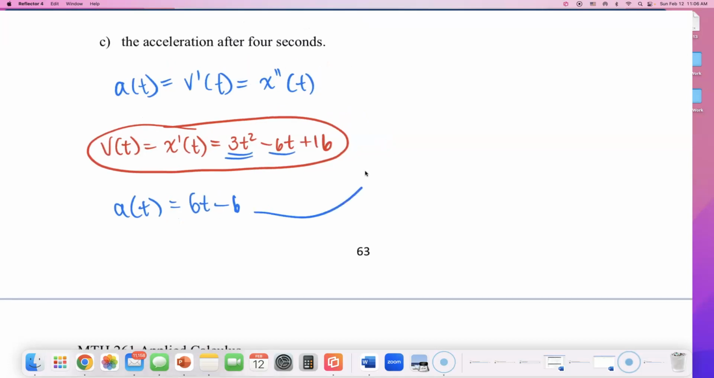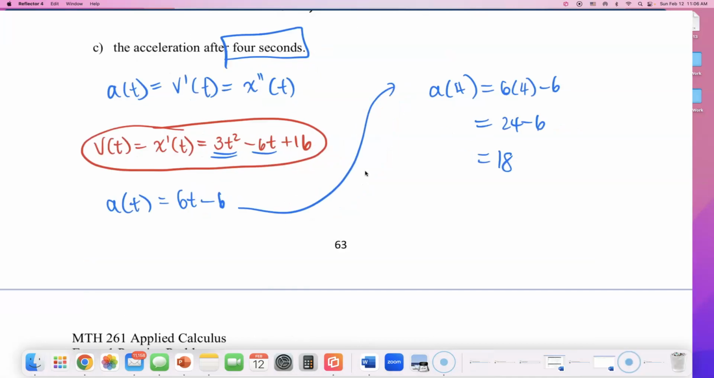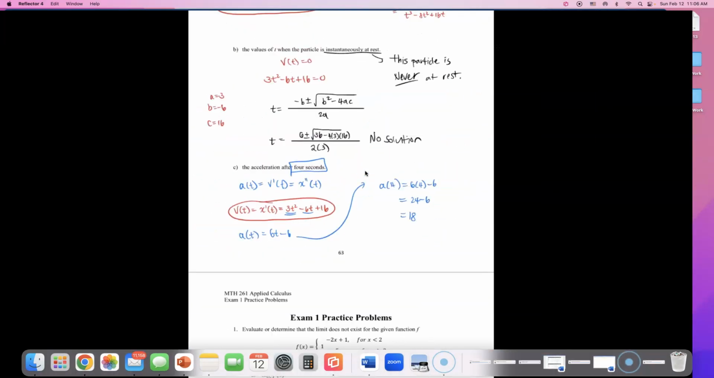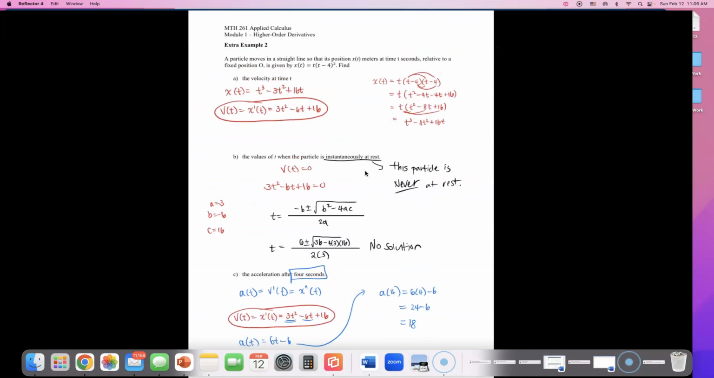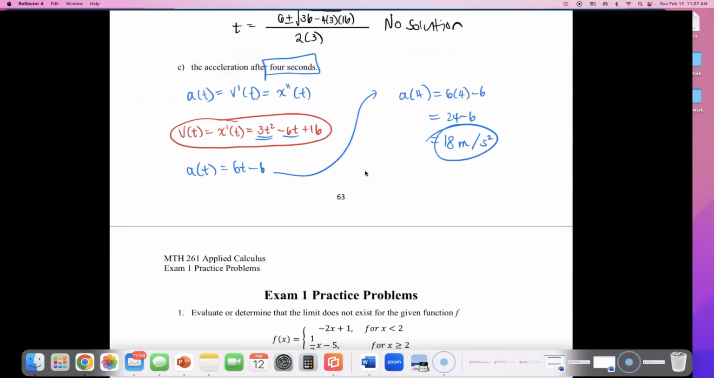So they're asking us what is the acceleration after 4 seconds. So you plug in 4. 6 times 4 minus 6. That will be 24 minus 6. So what's that going to be? 18. What's the unit going to be? What was the unit of distance? They never said it. Oh, actually, they said it. It was meters and time in seconds. So here's the unit for this: meters per second squared. So that's going to be the acceleration after 4 seconds.